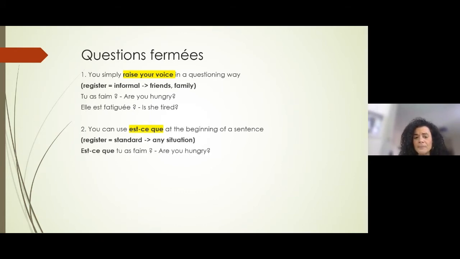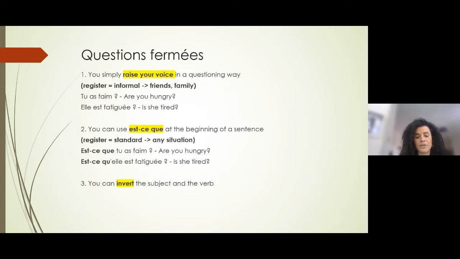Est-ce que tu as faim? Are you hungry? Est-ce qu'elle est fatiguée? Is she tired? So you see, I've just used the same question as in the previous structure, and I've only placed est-ce in front.